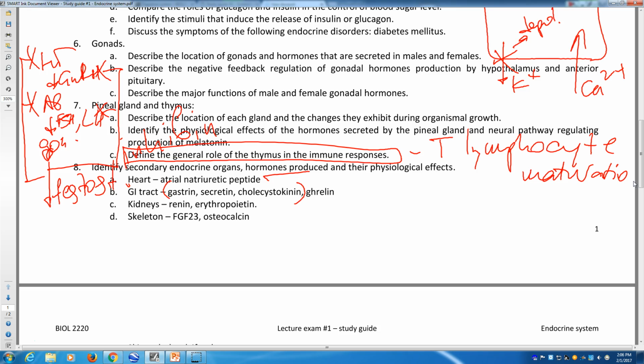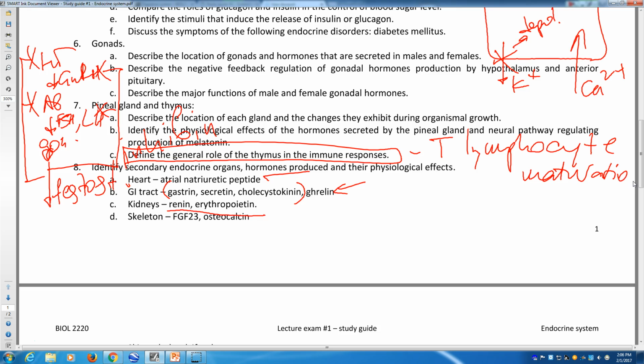These three hormones stimulate digestion. What would be the stimulus? F word, 4 letters. Food. Ghrelin is the hormone of hunger. Okay? An empty stomach stimulates ghrelin release.